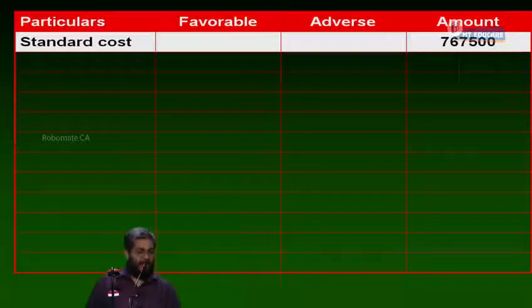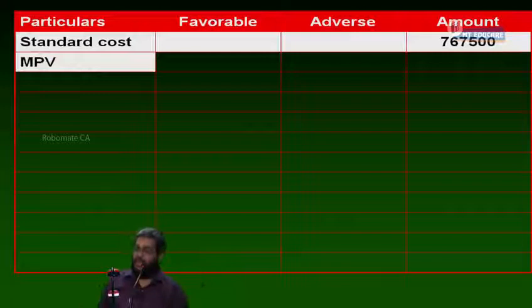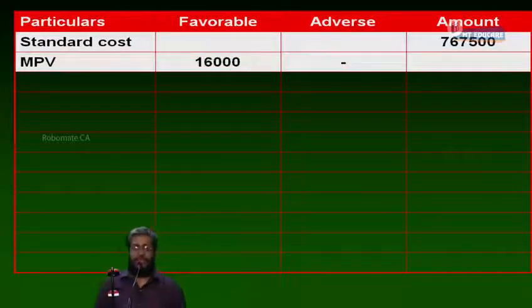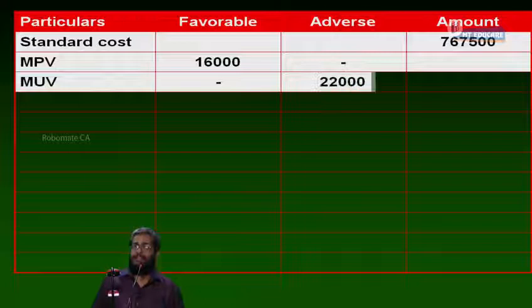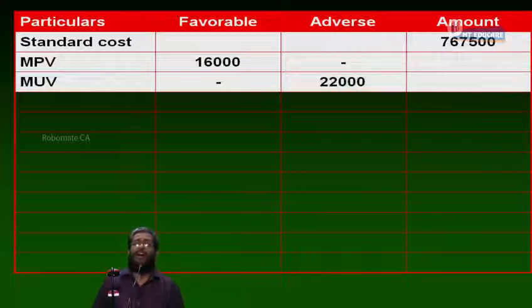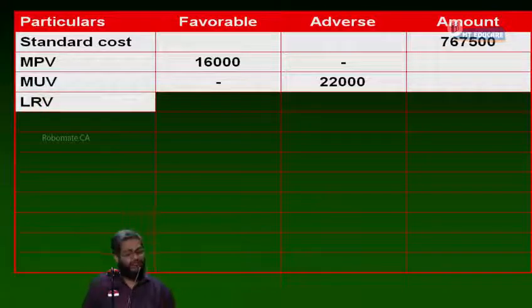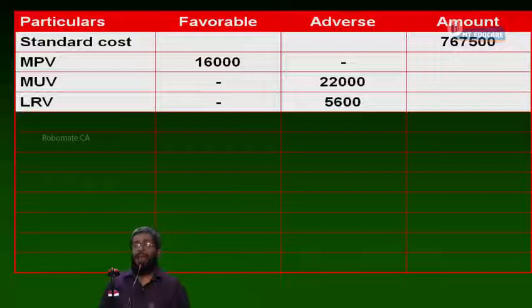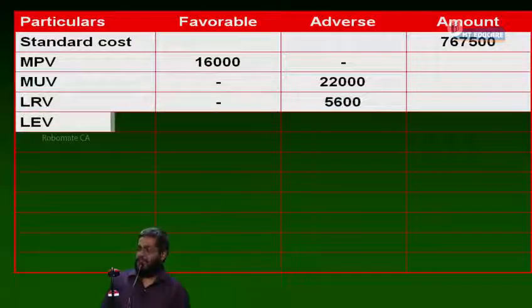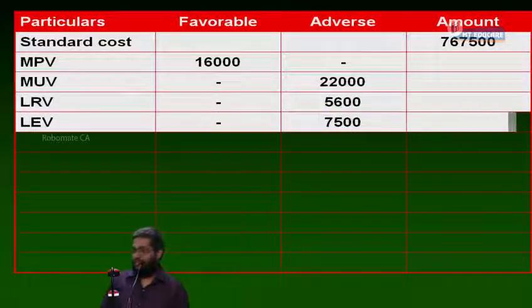Material cost will be written or will not be written? Will not be. Tell me material price variance. Look at the notebook and tell me favorable or adverse. How much favorable? 16,000 favorable. Next is material usage variance. Favorable or adverse? How much adverse? 22,000. Labor cost will be written or not? Will not be written. Labor rate variance. Favorable or adverse? How much adverse? Okay. Labor efficiency variance is favorable or adverse? Adverse. How much adverse? 7,500.